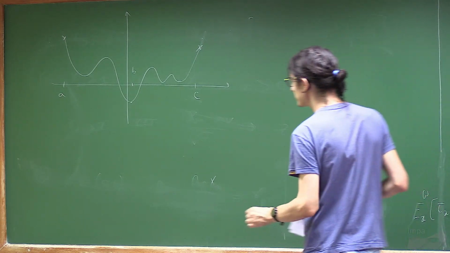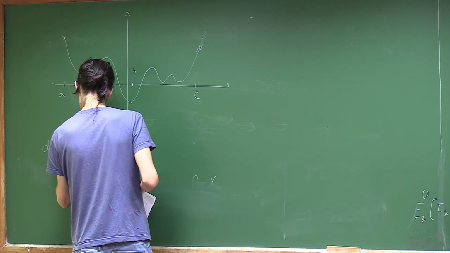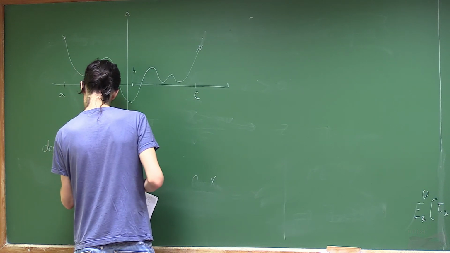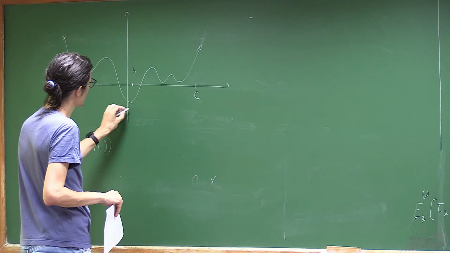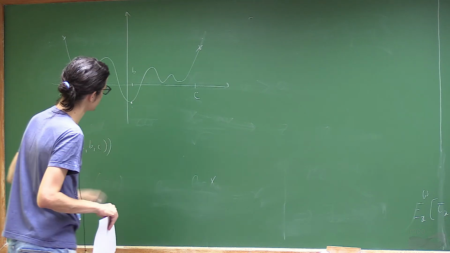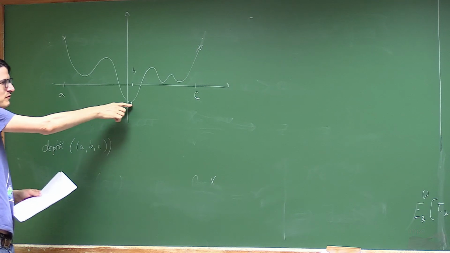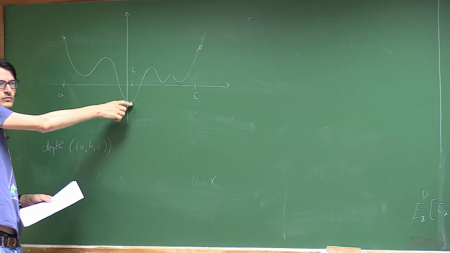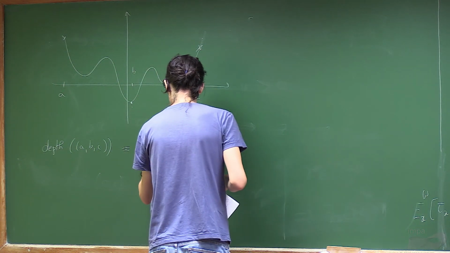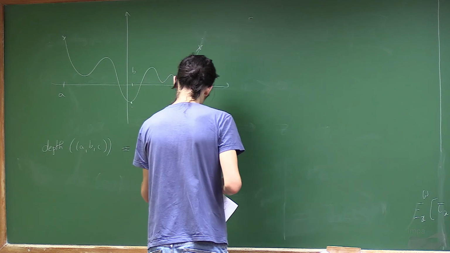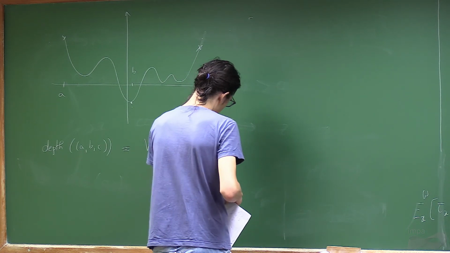So first is the depth of the valley, the depth of ABC. Well, it's basically the height you have to climb from B to get out of the valley. So it's simply the minimum between VA and VC minus VB.